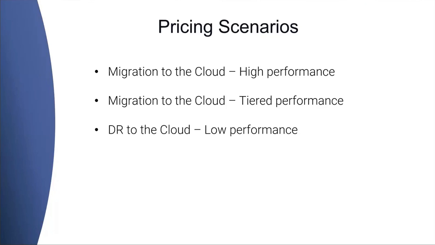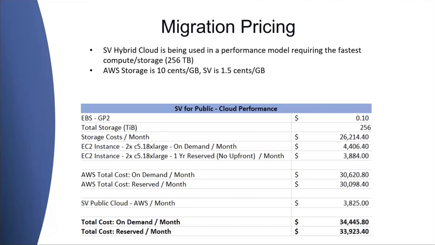In this case, we're going to show you a couple of examples. If I have a migration to the cloud, whether it's a portion of your environment or your entire environment, that would be high performance. If you have tiered performance, where you have some hot stuff and some cold stuff, that would be something less. And if you have DR to the cloud, where you're good with slow performance because it's just disaster recovery, and you can always elevate that if you have a true disaster. So we'll give you 3 examples from a pricing perspective.